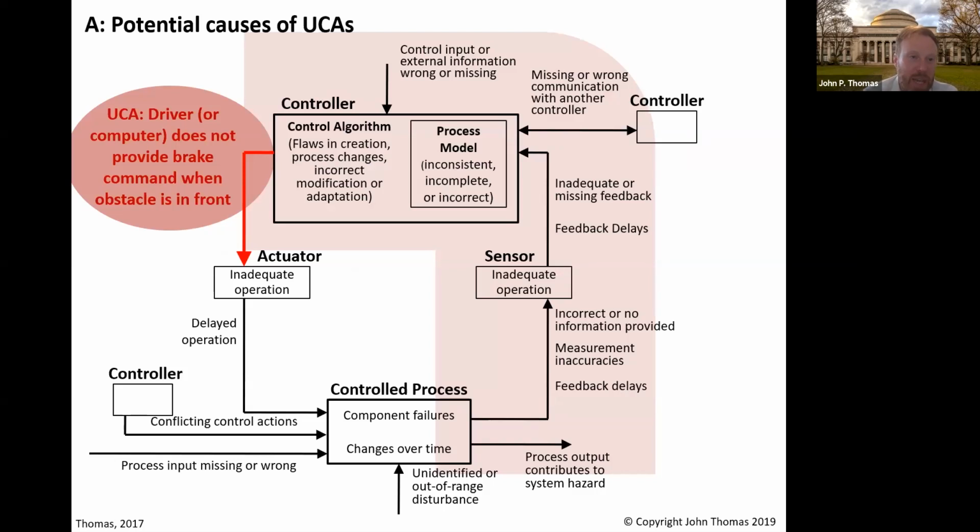Let's say that UCA happens. A driver, let's say, does not provide a brake command when some obstacle is in front. What kind of belief do you think would lead to that driver not providing the brake command? What kind of belief? Driver believes what?